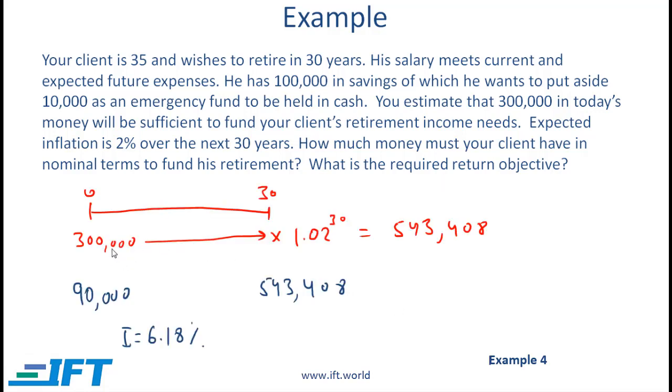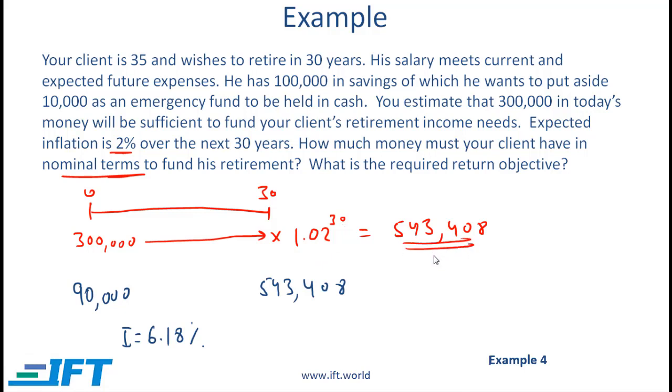There are two parts to this question. First, we need to determine how much money the client needs to have in nominal terms. We are told that he will need 300,000 in today's money, and we are given a 2% inflation number, which means that in nominal terms, at the end of 30 years, he'll need 300,000 into 1.02 to the power of 30, which is this number.